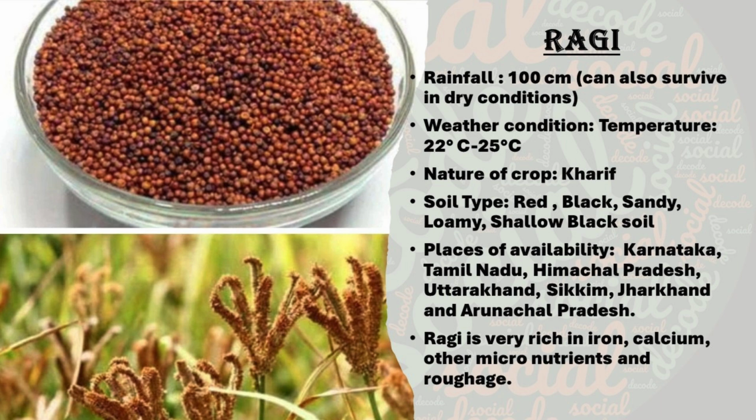So they grow well in less fertile soil. All this jowar, bajra, ragi grow well in less fertile soil and low rainfall areas. Okay, the next one is nothing but the maize.